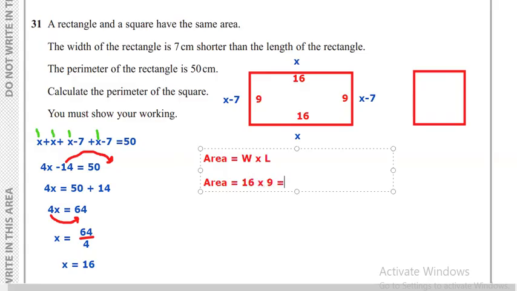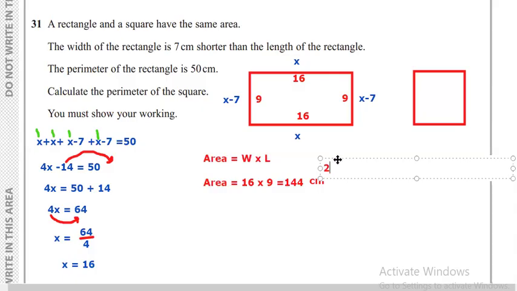16 times 9. Now, you multiply this with a calculator. 16 times 9 equals 144. This means that the area of the rectangle is 144 centimeters squared. Centimeters squared, like this. So, this is power of 2, centimeters squared, yes.